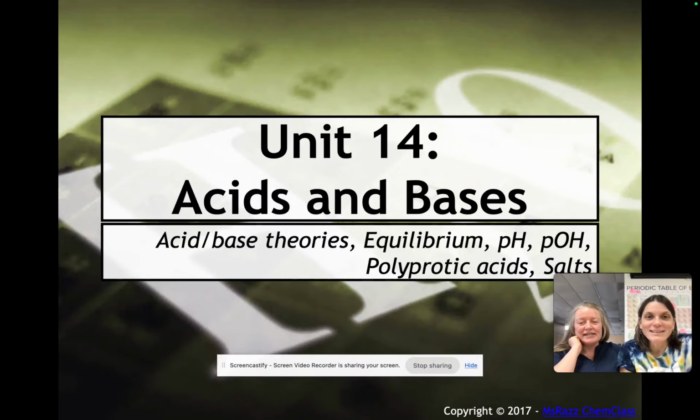Acids and bases. Bases and acids. This is a big part of the AP test. It's like 17%, which is a lot, twice as much as all the other topics. So this is a big one. We need to take care of this one.